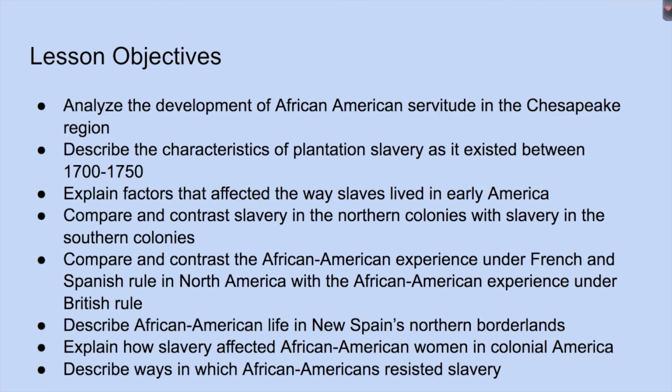To sum up our chapter on 300 years of African Americans in colonial North America, we looked at how slavery evolved from the first group that arrived in the Chesapeake in 1619 and how it evolved into what became chattel slavery. We looked at the difference between slavery in the northern colonies and the southern colonies. We looked at slavery among the French, the Spanish, and the British. We looked at African American life in the borderlands, and then how slavery affected women and ways in which African Americans resisted slavery.